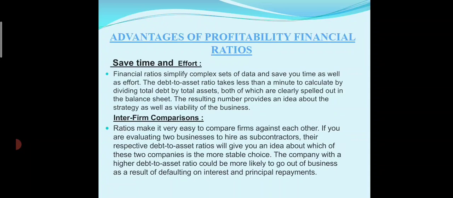Then next is the advantages of profitability financial ratios. In that, first is saving time and effort. Financial ratios simplify a complex set of data and save you time as well as effort. The debt to asset ratio takes less than a minute to calculate by dividing total debt by total assets, both of which are clearly spelled out in the balance sheet. The resulting number provides an idea about the strategy as well as the viability of the business.